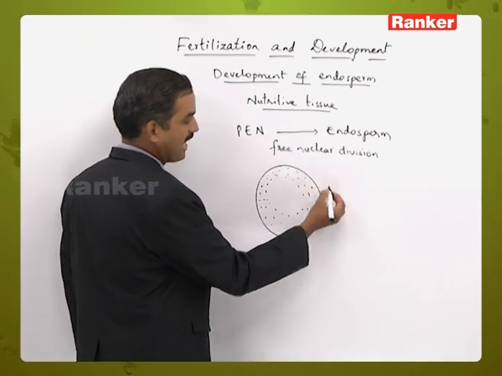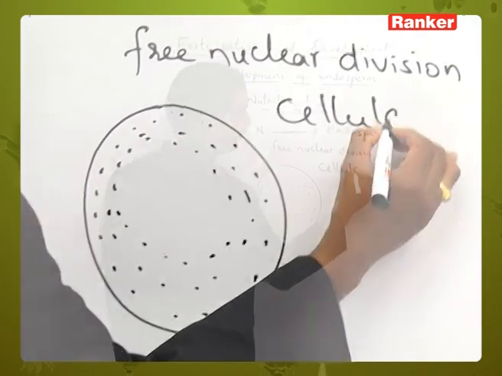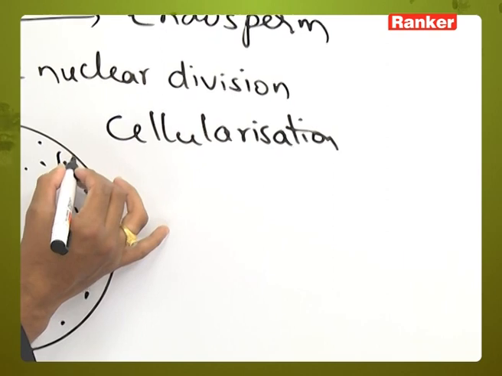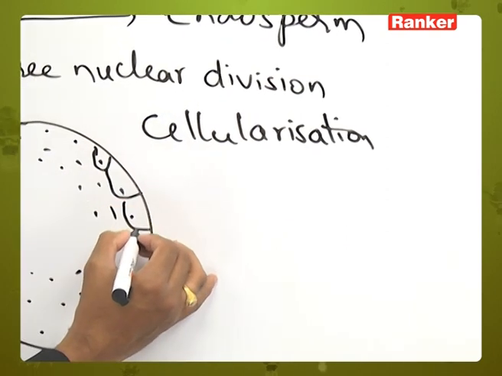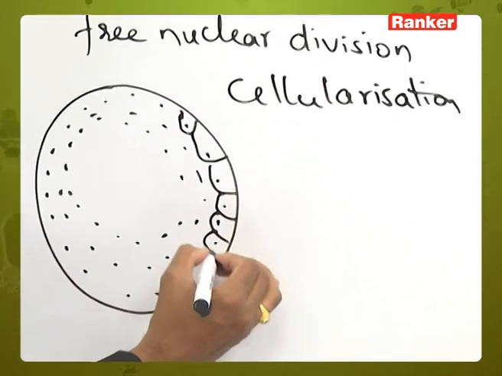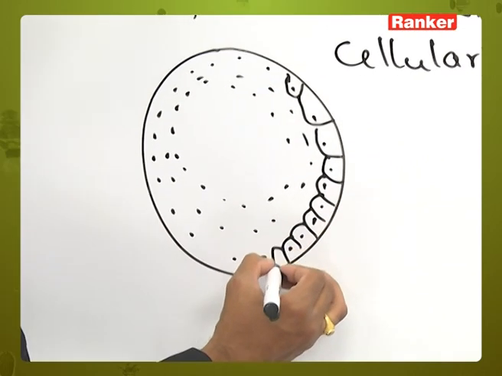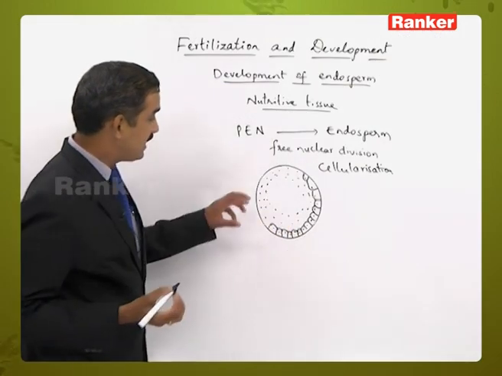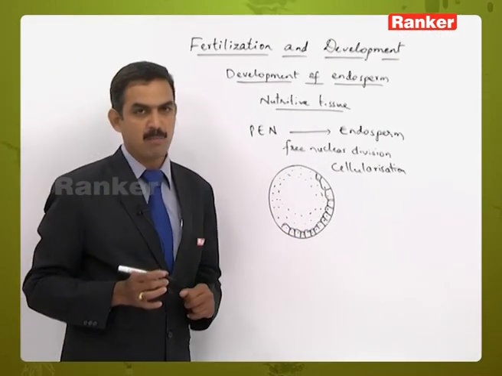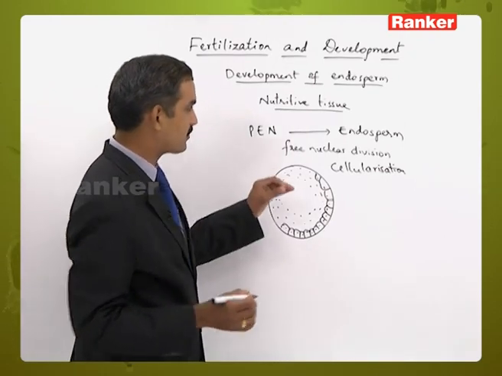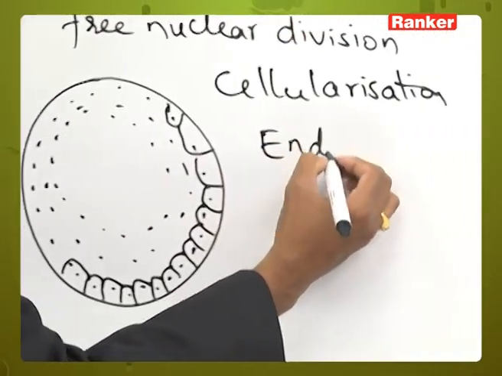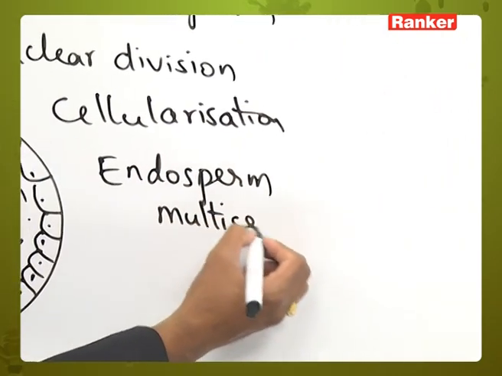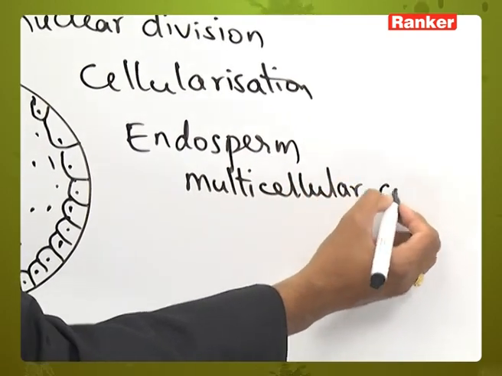After some time, what happens? The cellularization will start. Cellularization means each of the nuclei will start collecting some cytoplasmic structure and convert it into cells like this. This is how the cellularization takes place, and based on the stage of the cellularization, it will be converted into a number of cells like this. This is a change which takes place during the development of the endosperm. Finally, because of cellularization, the endosperm will be formed, which has a multicellular nature.